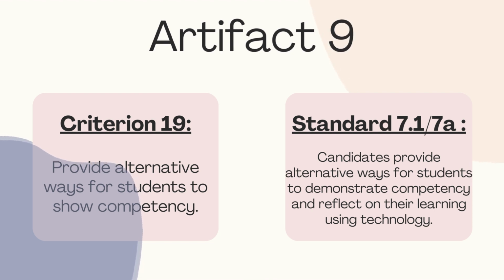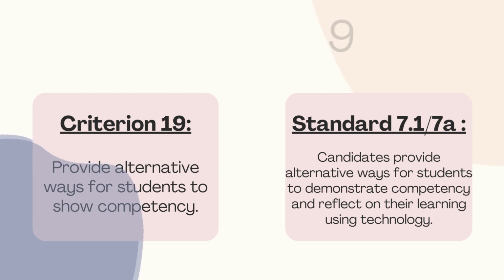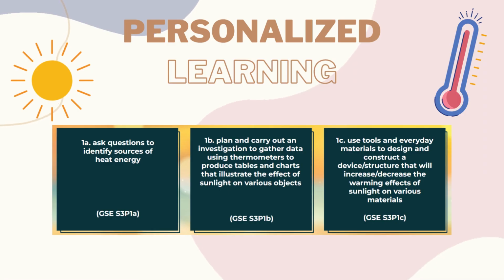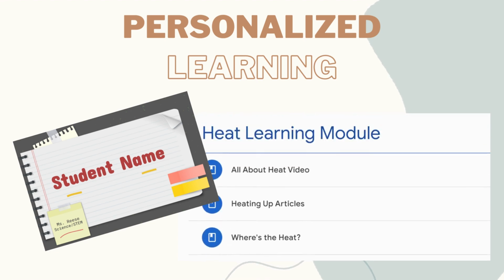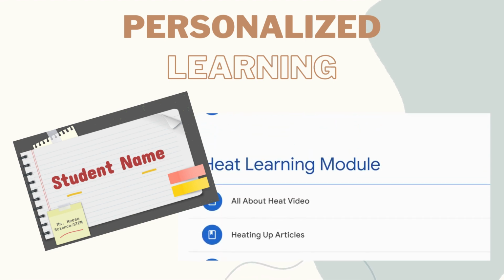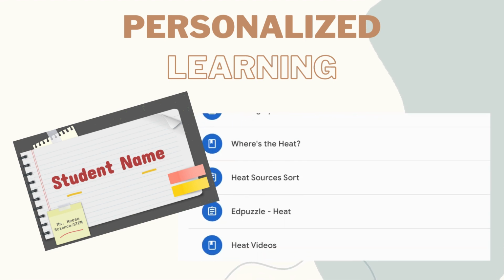I'm Emily Reese, and this is Artifact 9 for Criterion 23, Provide Alternative Ways for Students to Show Competency. I developed and implemented a personalized learning project in my third grade class for the Unit 1 HEAT to target our science and STEM standards. Students personalized their learning experience using a personalized learning module. The learning module included 3 aspects.